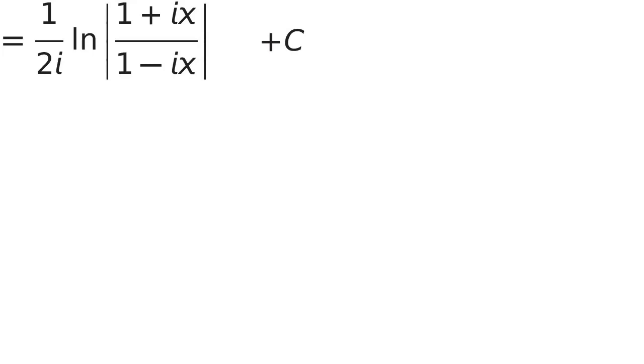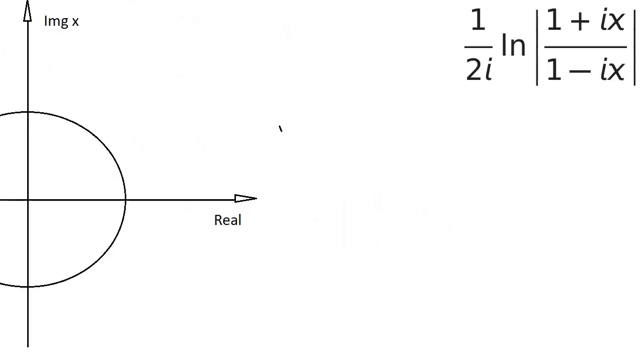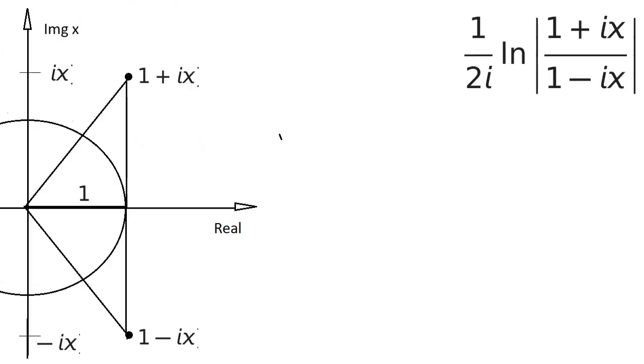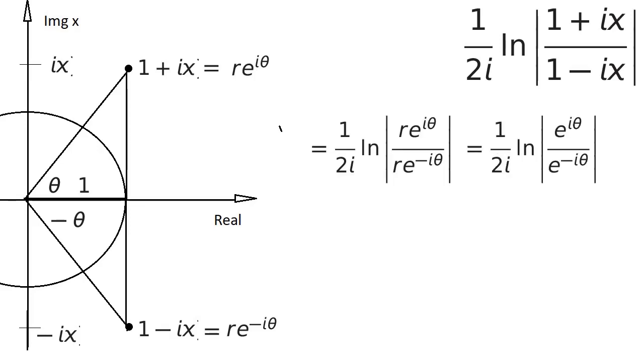But wait, how is this the inverse tangent of x? Here is the complex plane and a unit circle. We mark 1 plus ix and 1 minus ix as points on the plane. The polar forms of the complex numbers help us reduce the rational expression into something with an easy logarithm.